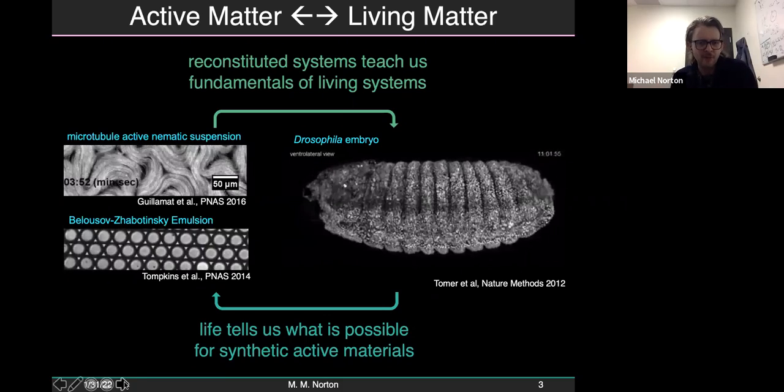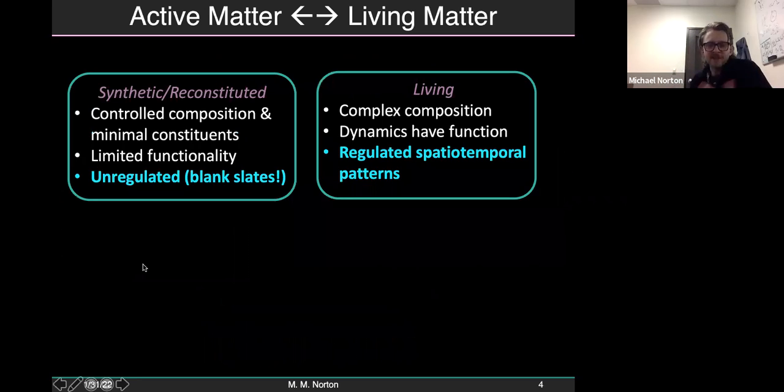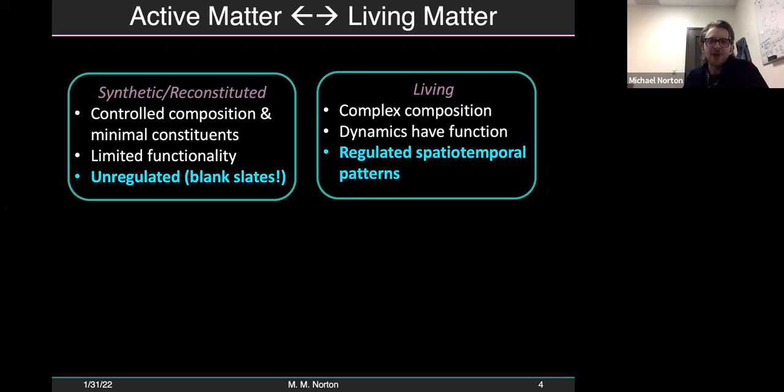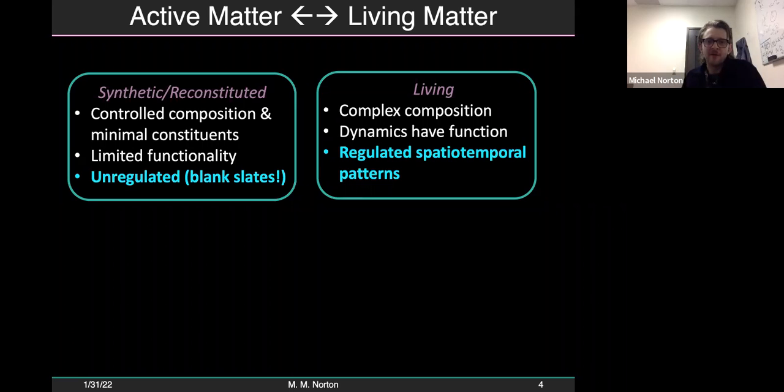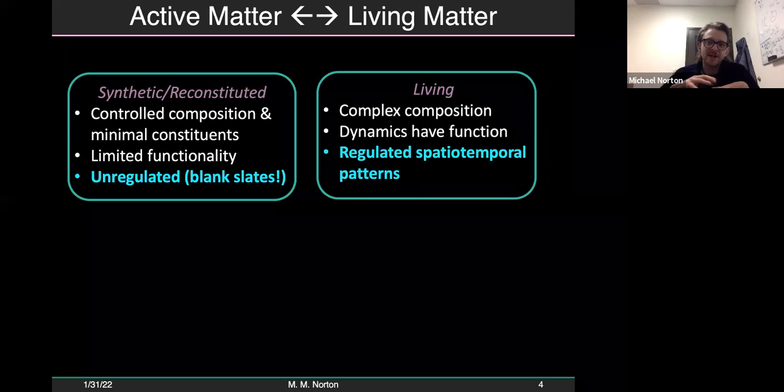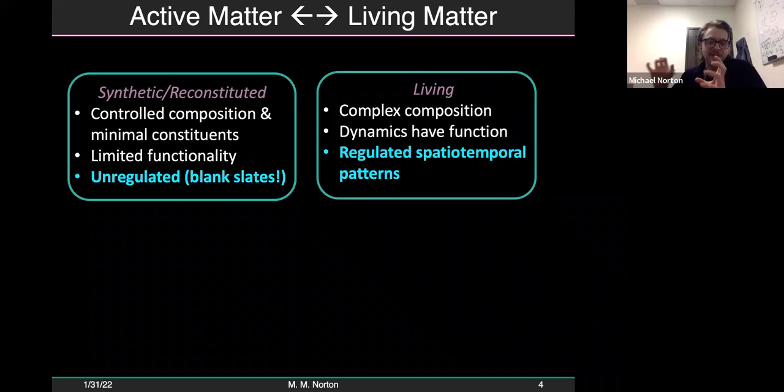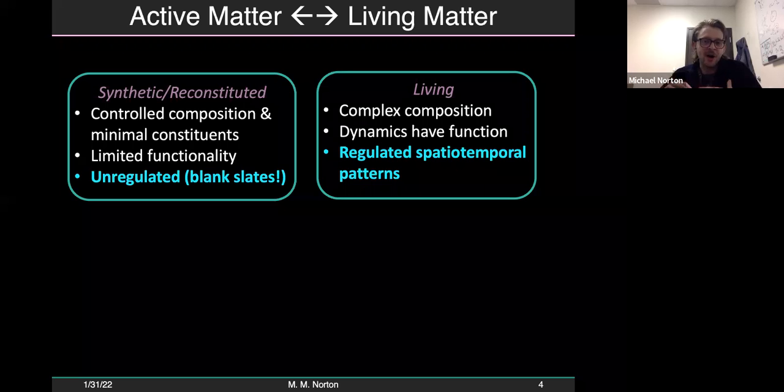To make that a little bit more specific, on the synthetic and reconstituted ends, why do we like these systems? It's because we have control over their compositions. There's minimal constituents. On the other hand, they have limited functionality. Living systems, by contrast, have very complex compositions. Their dynamics have function. And what I think is the most important thing, in the way that I've been looking at these systems recently, is thinking about them in terms of the degree of regulation. Living systems are highly regulated.